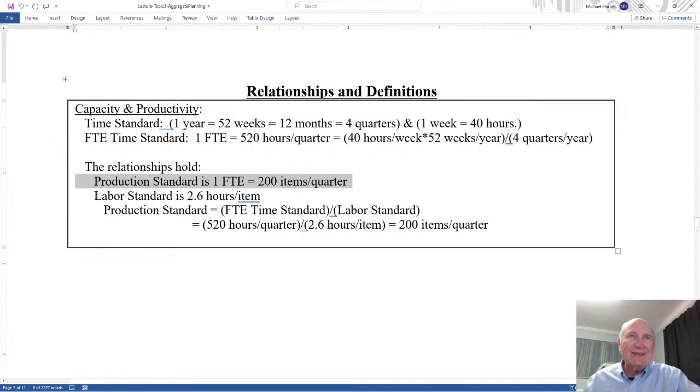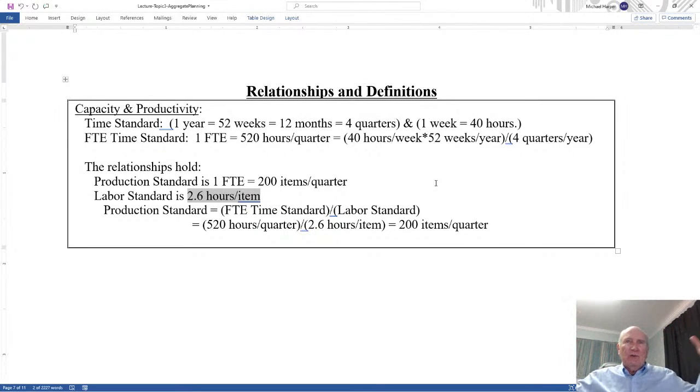But then you have something called a labor standard. In other words, how many hours does it take an FTE to make 1 item? Well, 1 FTE can make 200 items in a quarter, but it takes 2.6 hours to make 1 item. Those are really 2 different ways of looking at it. One is looking at items in a quarter. The other is hours per item.